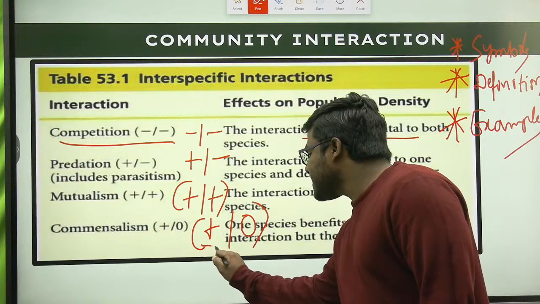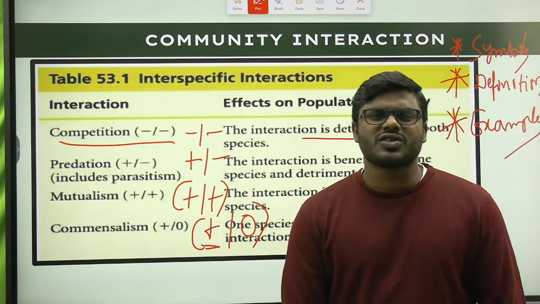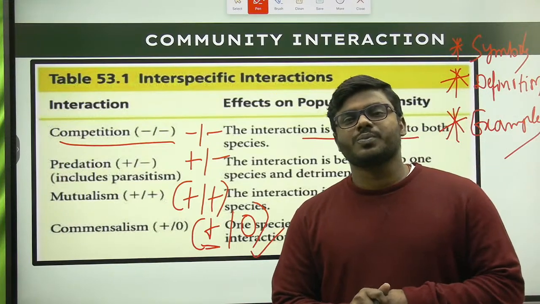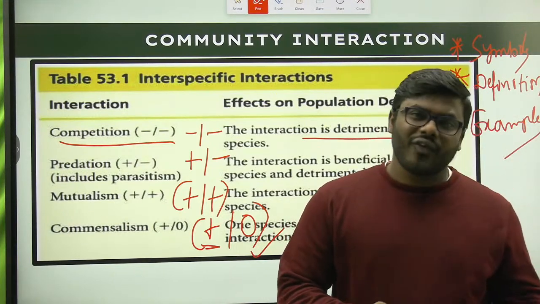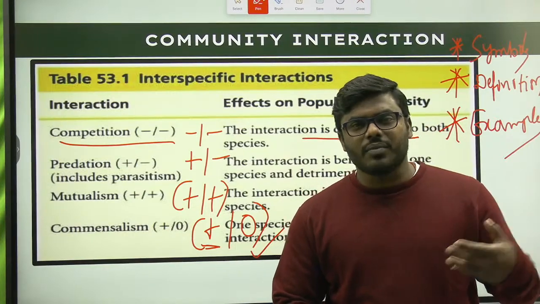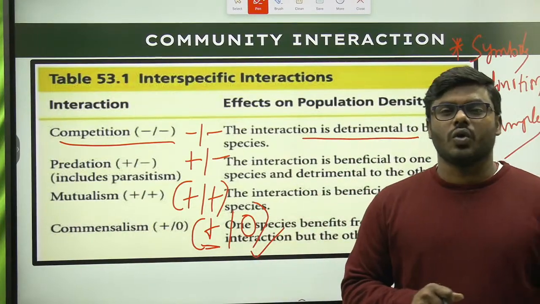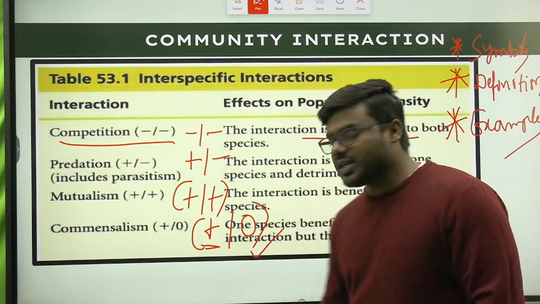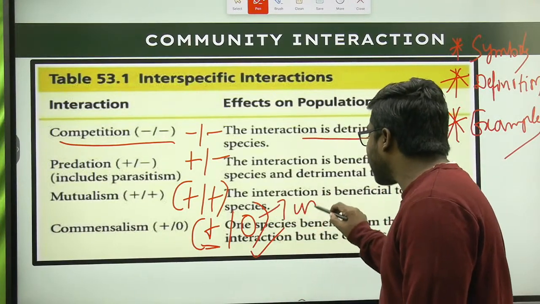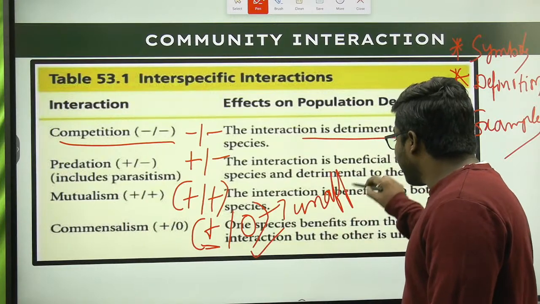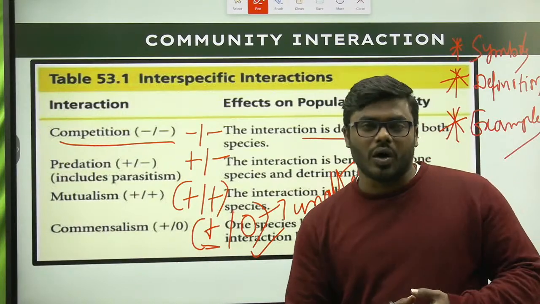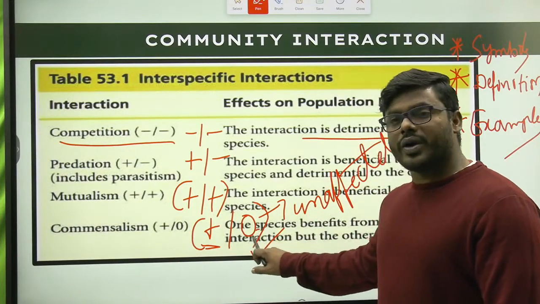One species is getting benefited. There is no doubt about it. What about the other species? The other species is not affected, at the same time not benefited also. So neither harmed nor benefited. That is what zero represents: unaffected. It is not getting any benefit, at the same time it is not getting any harm also. That is what we call zero.